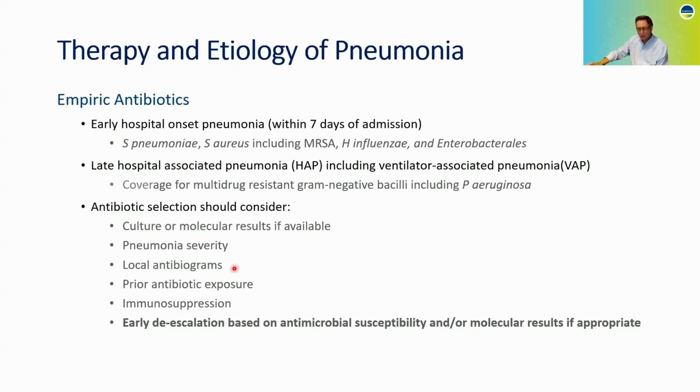If you know in your particular unit you have a lot of carbapenem-resistant Acinetobacter, that may, in a patient who's very ill, influence your primary therapy. Have they had prior antibiotic exposure that might select out for something resistant? Are they immunosuppressed? And lastly, something that I can't emphasize enough is our ability to de-escalate based on antimicrobial susceptibilities and the molecular test that might indicate whether they do or do not have a resistance gene present.